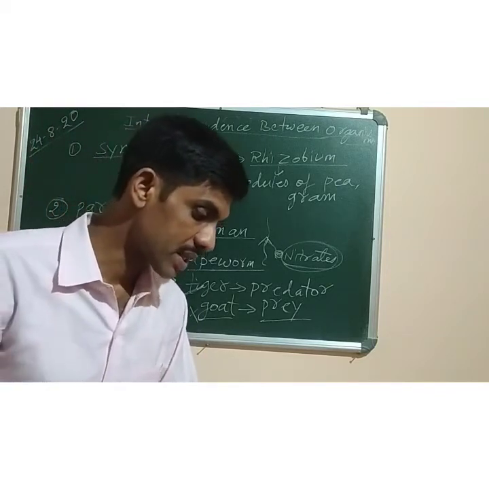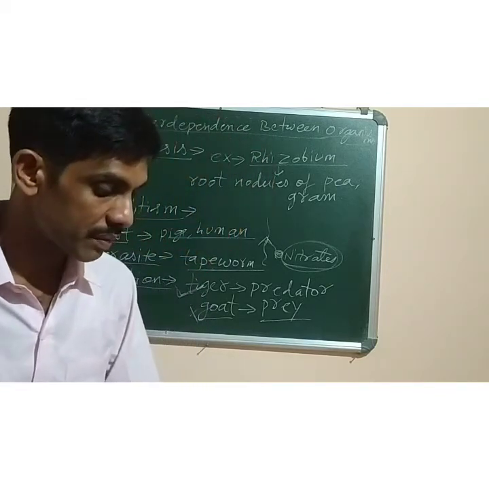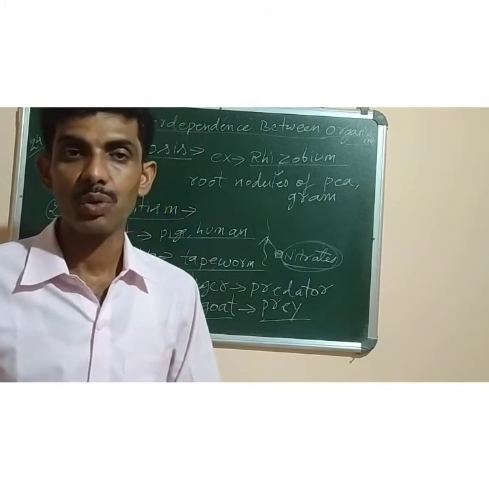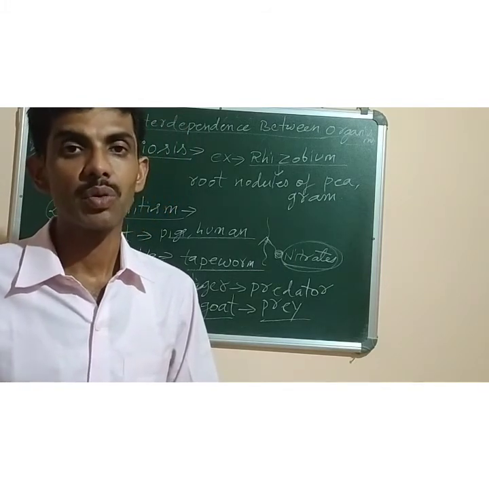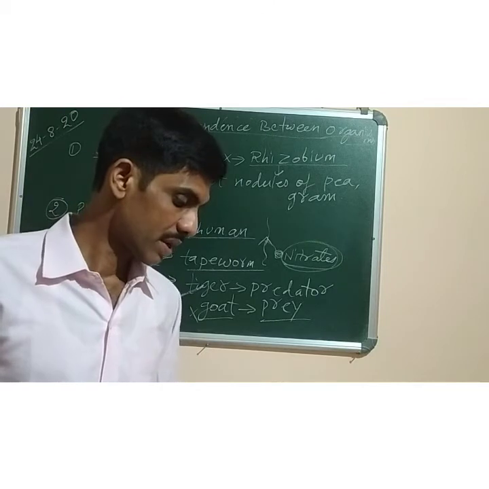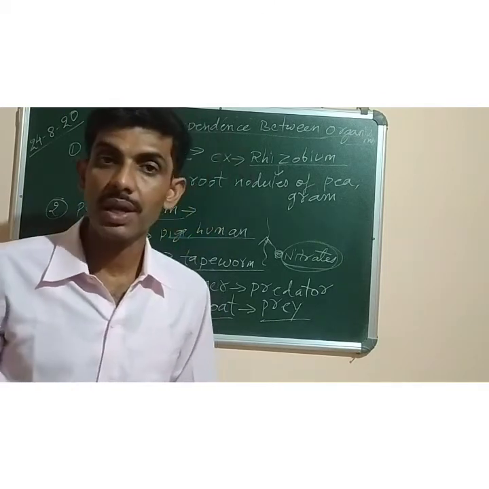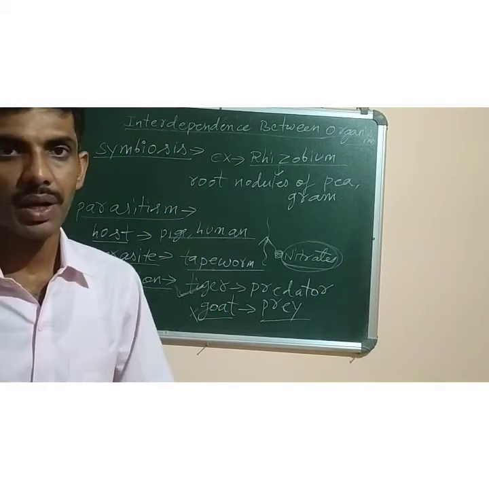Then water is also necessary for excretion, for circulation. It is needed by the plants to make food. Even we also need water for cooking our food. So next we have soil. Soil is also an important abiotic component.